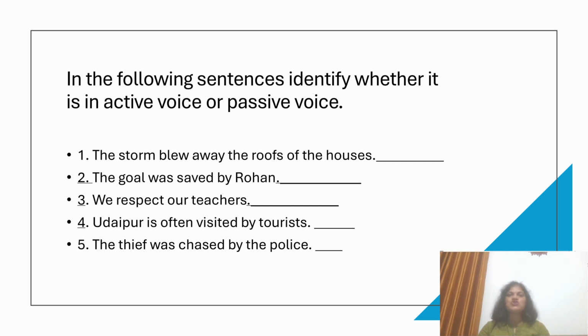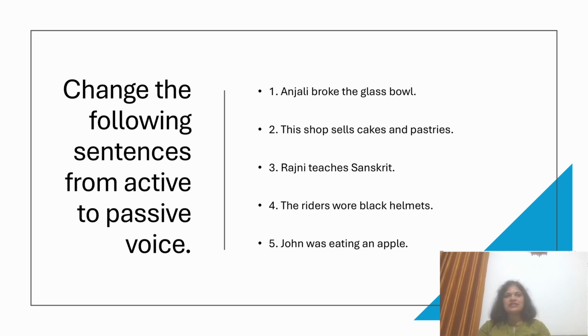The thief was chased by the police. So who is chasing the thief? Police. So it is mentioned in the end. That's why it is in passive voice. If the doer of the action is mentioned afterwards, in the end, if the doer of the action becomes the object, then it is in passive voice. Now change the following sentences from active to passive voice.